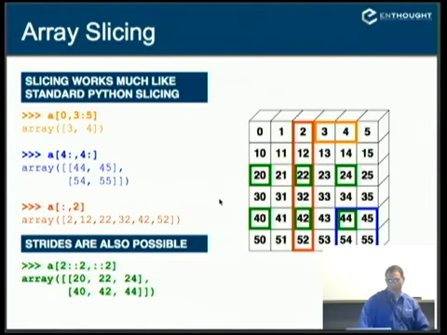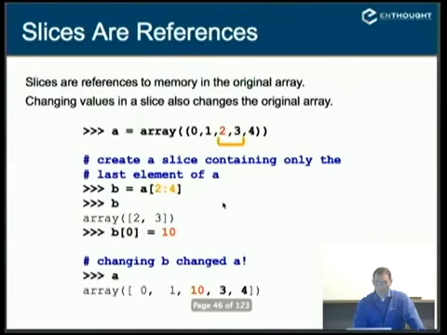And this one's kind of goofy. I'm asking for a checkerboard pattern starting at index 0, 1, 2, going to the end, getting every other value, and then starting at the beginning, going to the end in columns, getting every other value. Does that make sense for everybody? All right.